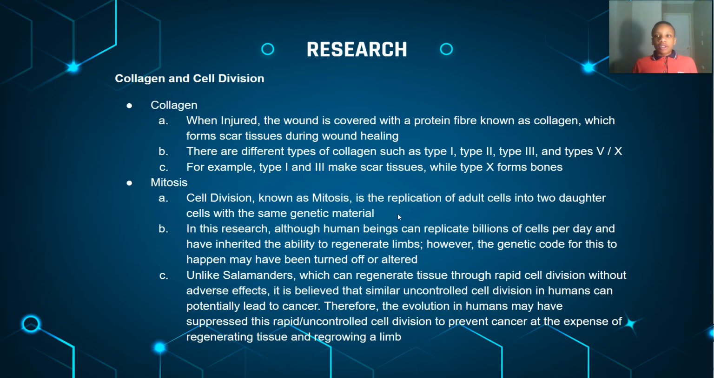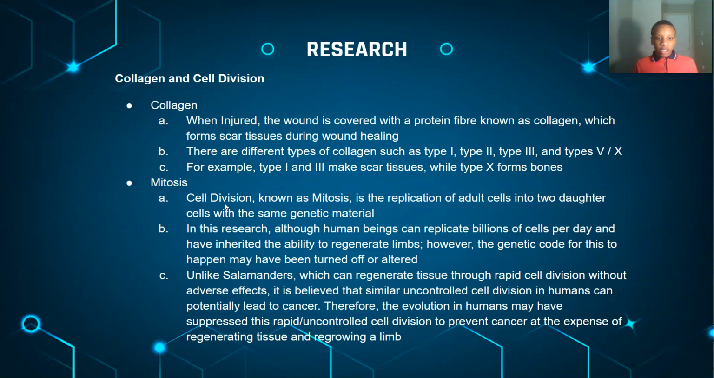In my research, I will touch base on a few concepts, such as collagen and cell division. Collagen is a protein fiber that covers the wound, which forms scar tissue during wound healing when someone is injured. The several categories of collagen all have different functions. Type 1 and type 3 collagen create scar tissue, while bones are formed by type 10 collagen.